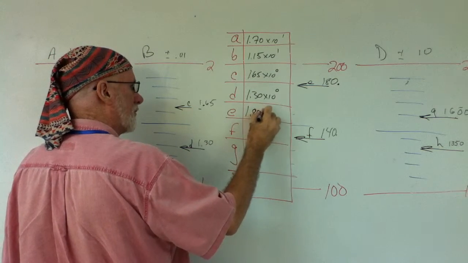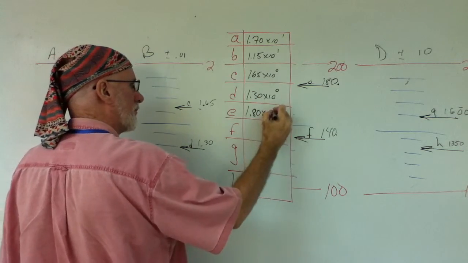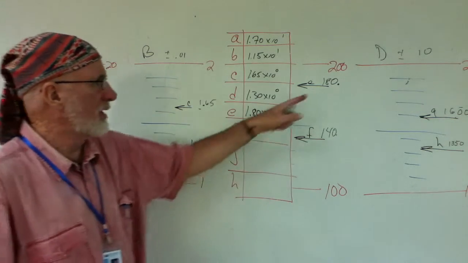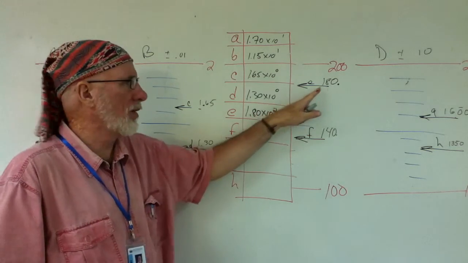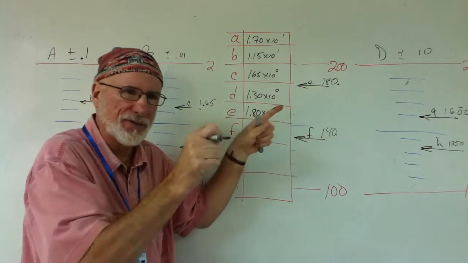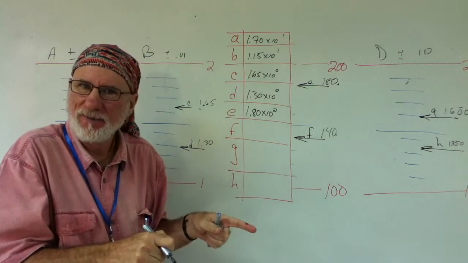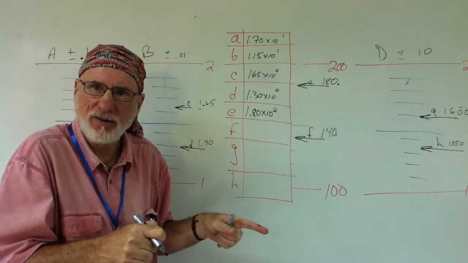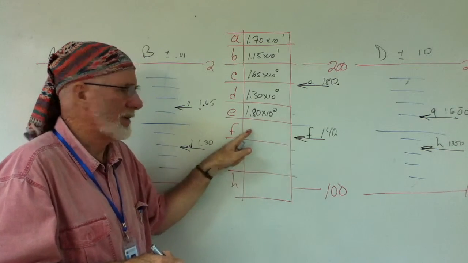1.80 and 10 to the power of 2. You see? So if that's significant, you put it here. You don't have to worry about 180 point. You know that 0 is significant, right? You know it's significant. Yes or no? Yes. Okay.